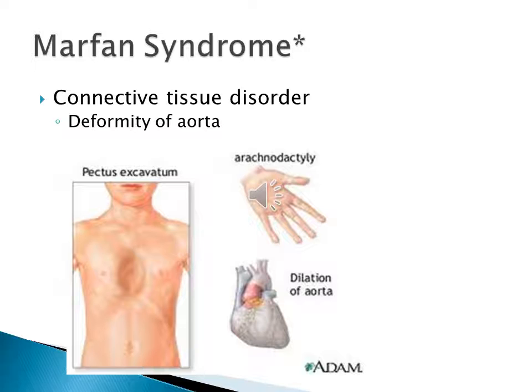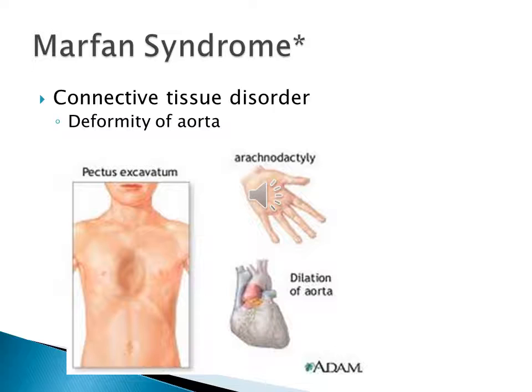Marfan syndrome is a connective tissue disorder, and it doesn't exclusively affect the cardiac system. Obviously, there's connective tissue throughout the entire body, so it can affect various regions, but there's particular interest in the cardiovascular system because one of the issues related to Marfan syndrome is a dilation of the aorta. So the aorta is the large artery that leaves the heart to deliver blood to the rest of the body. And with a condition like this, it basically weakens the connective tissue.